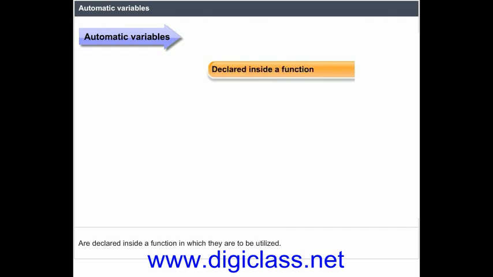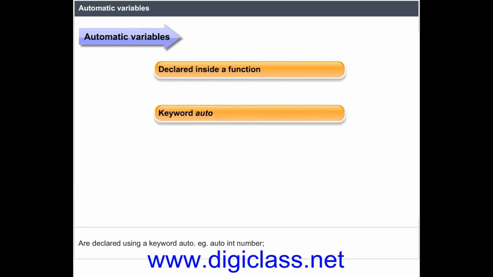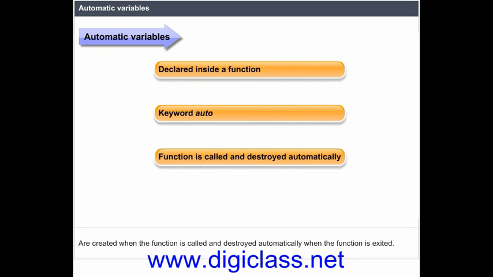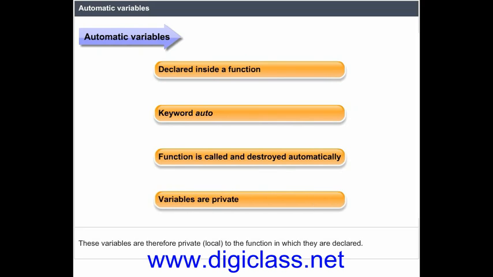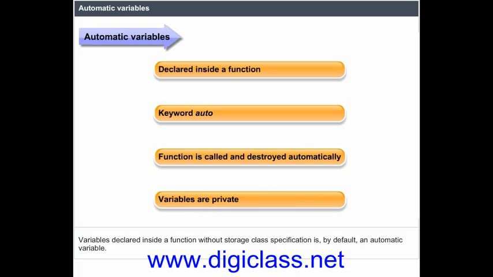Automatic variables are declared inside a function in which they are to be utilized. They are declared using the keyword auto. Example: auto int number. They are created when the function is called and destroyed automatically when the function is exited. These variables are therefore private or local to the function in which they are declared.